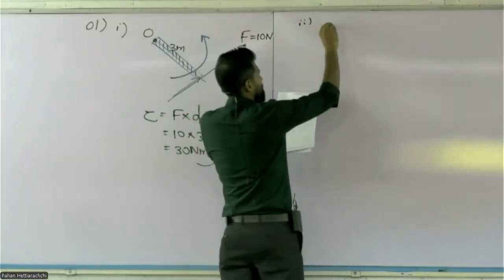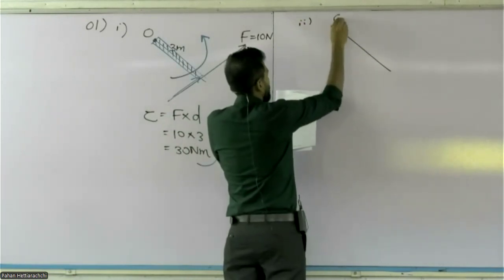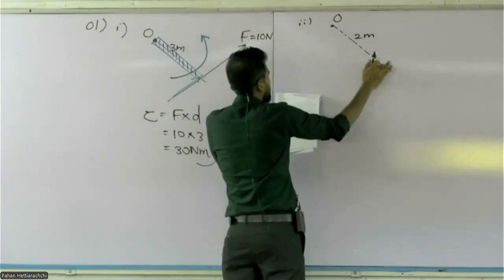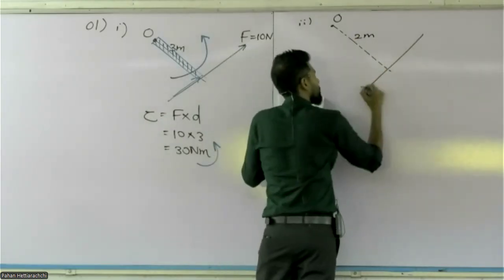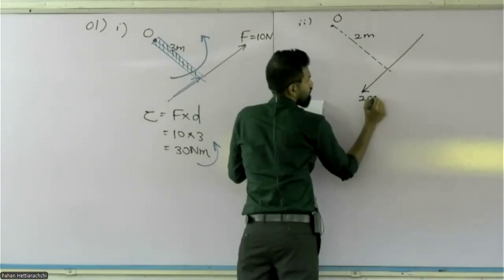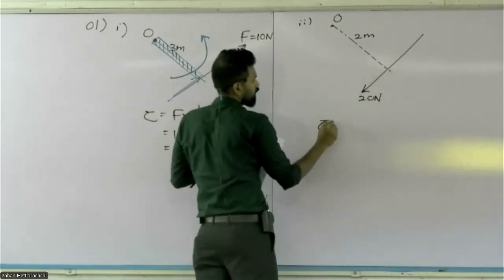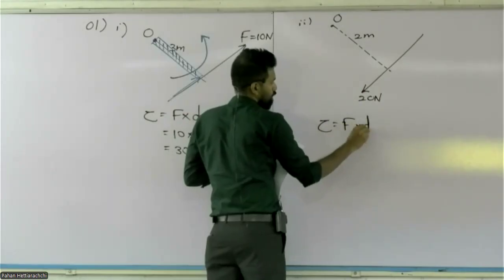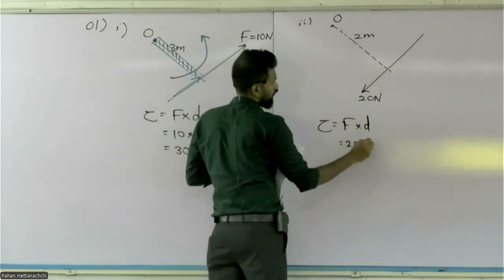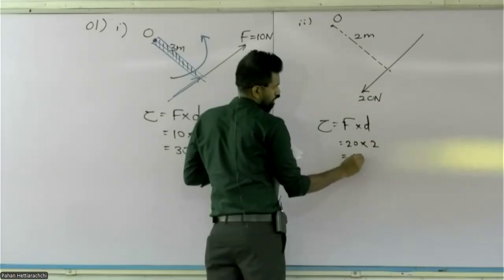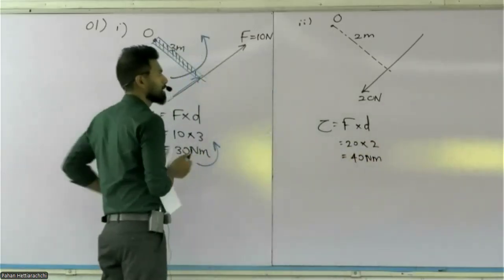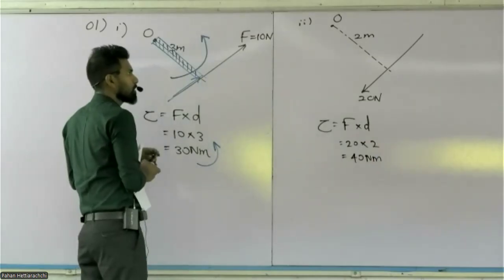Second one, this is the pivoted point O, a perpendicular length of 2 meters, and a 20 Newton force. So the moment, the ability to rotate, is F into D, 20 into 2, 40 Newton meters, and they will not show the object.